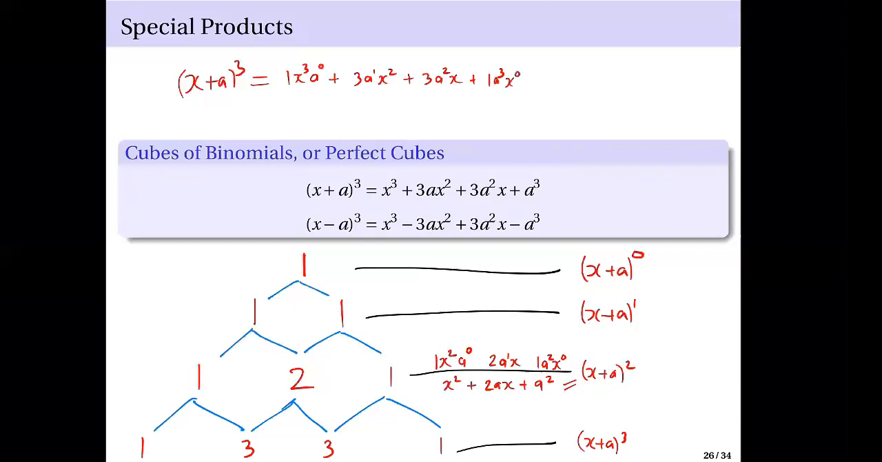And then just simplify or rewrite this in a more beautiful manner. So you just have 1 times x cubed times a to the 0. So that's just your x cubed plus 3a to the 1 x squared, so 3ax squared, plus 3a squared x here. And then you have 1 times a cubed times x to the 0. So this is just plus a cubed. And this is your formula in here. Okay?